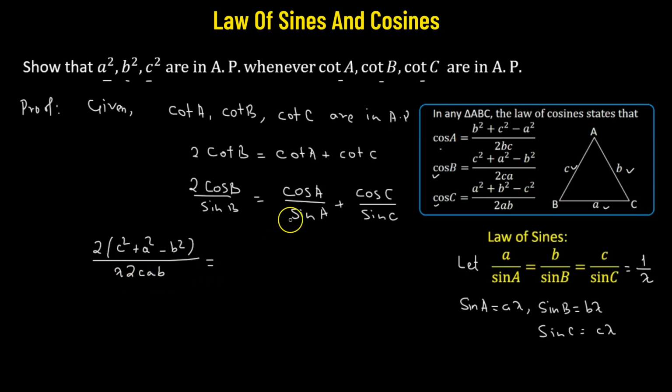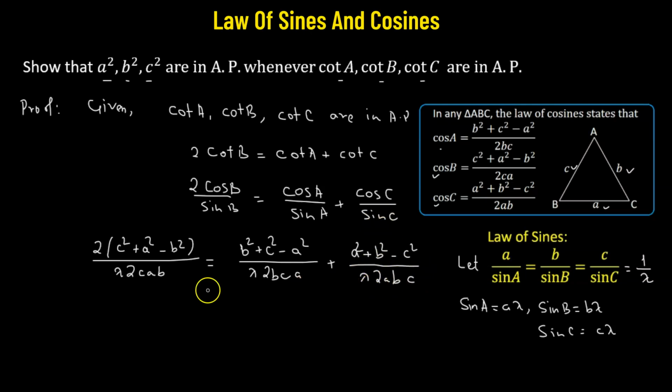So this will be equal to cosine of a. Cosine of a is b squared plus c squared minus a squared divided by 2bc. And from sine a, we get lambda multiplied by a in the denominator. And for the second term, we have a squared plus b squared minus c squared, whole divided by 2ab. And for sine c, we have lambda multiplied by c. Now clearly we see that we have lambda times 2abc as the common denominator on both sides.